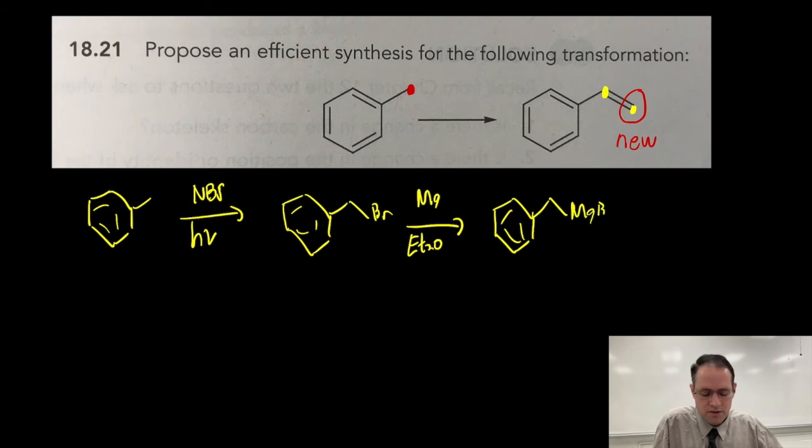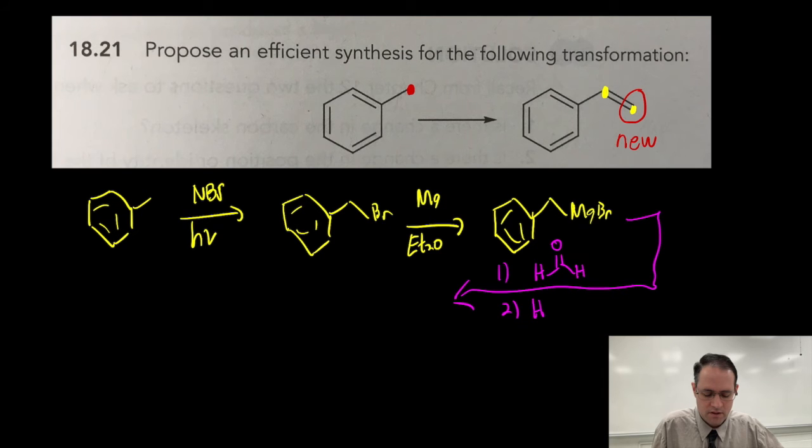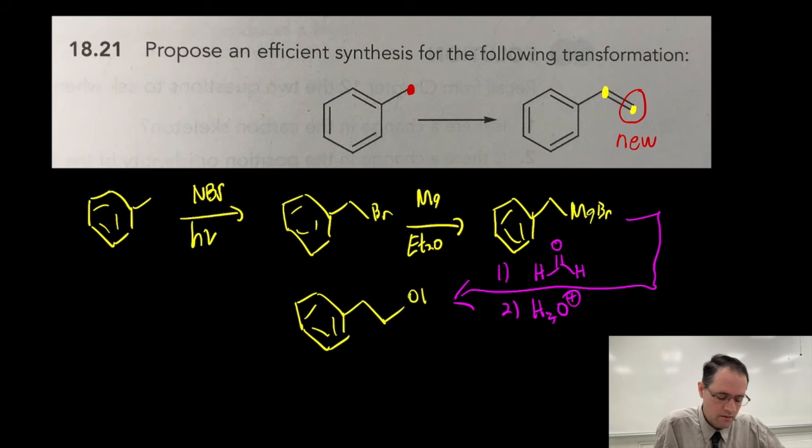And then we know that we can treat Grignards with ketones and aldehydes to create a carbon-carbon bond. The only aldehyde or ketone I know of that has only one carbon is called formaldehyde. And so if we treat that with formaldehyde, which is this structure of a ketone or an aldehyde, if you will, and then followed by H3O+ or water, okay, weak acid, this will form phenethyl alcohol, I think they call it, okay?